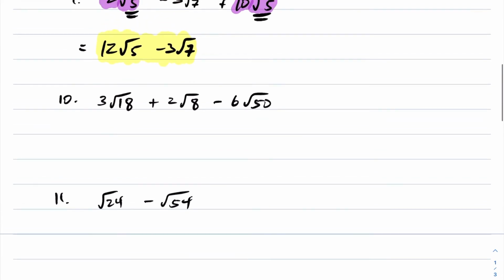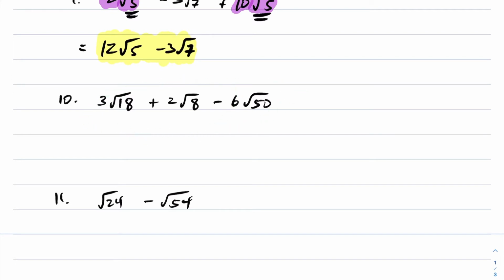Moving on to number 10 here. If you notice in number 10 here, I don't see any like terms in terms of the roots. I don't have any other amounts of root 10s or any other amounts of root 8s or amounts of root 50s to put together or subtract together. But are there perfect squares we can take out of these roots and simplify them?